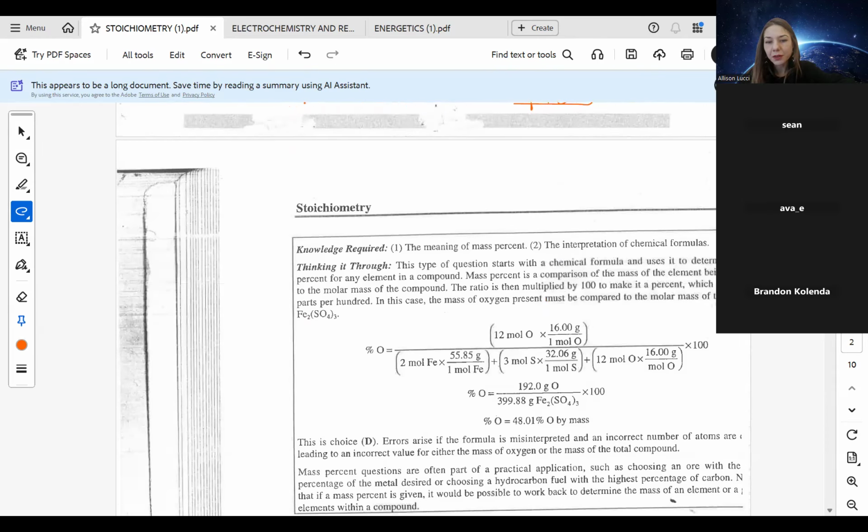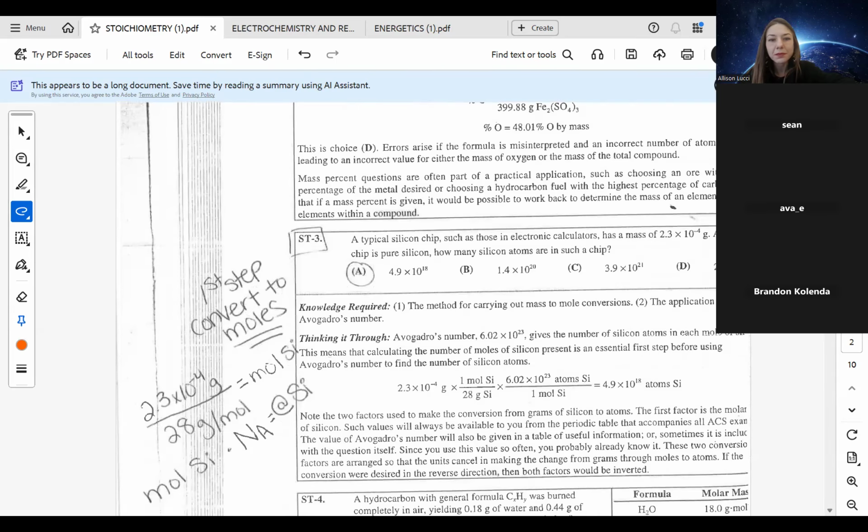Let's see, we can do another one or two here. Okay, so I have some notes here. So we have this silicon chip mentioned here, right? And we have a mass of silicon that's in that chip. And if it was pure silicon, how can we determine how many atoms are in that chip? So as I wrote over here, the first step would be to convert to moles. So if we do that, we would have to look up our molar mass of silicon. So that's about 28 grams per mole. So that's what you see down here, this 28 here.